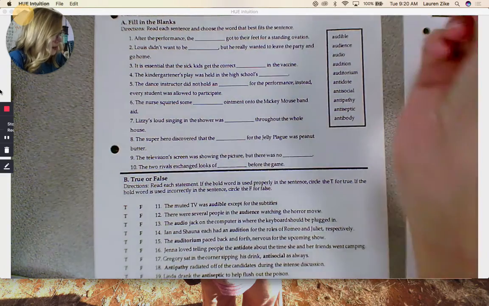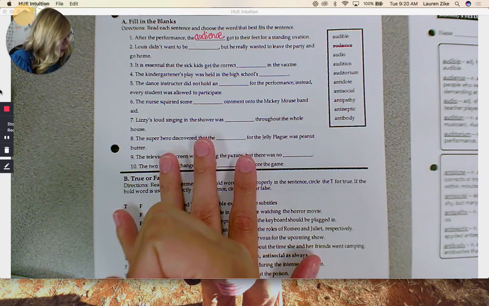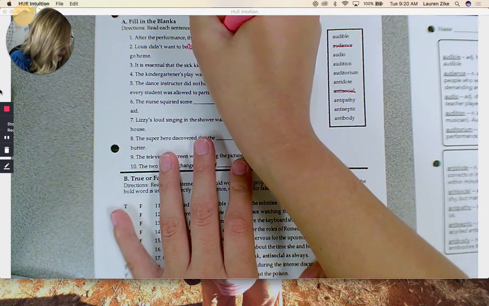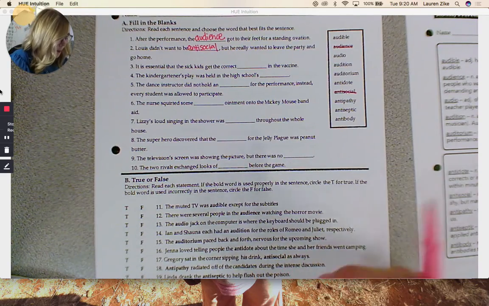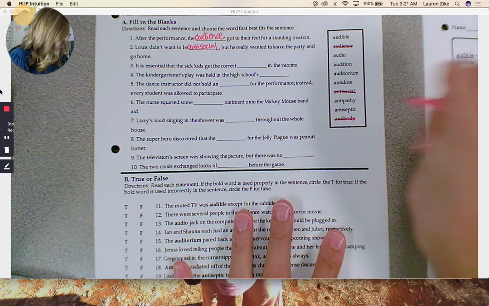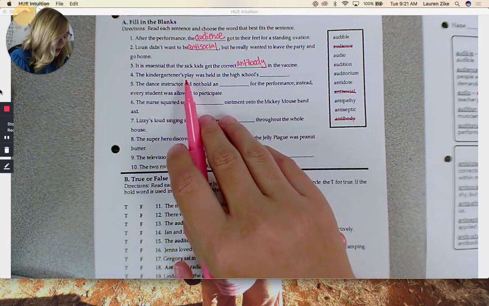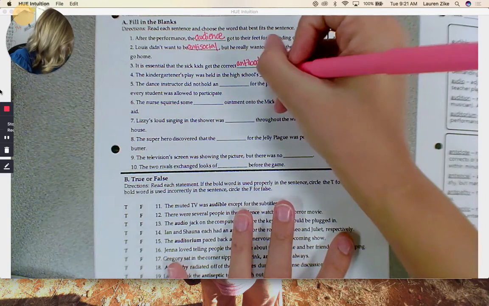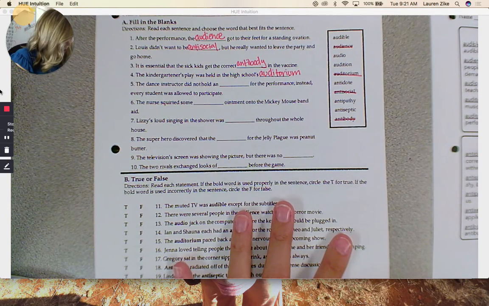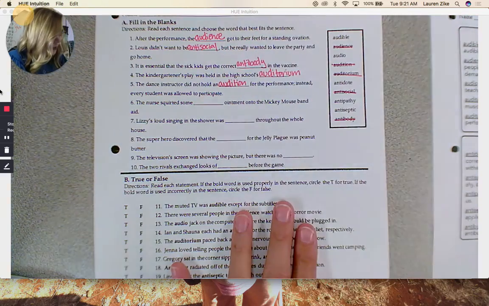Number 1, after the performance, the audience got to their feet. Number 2, Lewis didn't want to be antisocial, but he really wanted to leave the party and go home. Number 3, it is essential that the sick kids get the correct antibody in the vaccine. Number 4, the kindergartners' play was held in the high school's auditorium. Number 5, the dance instructor did not hold an audition for the performance. Instead, every student was allowed to participate.